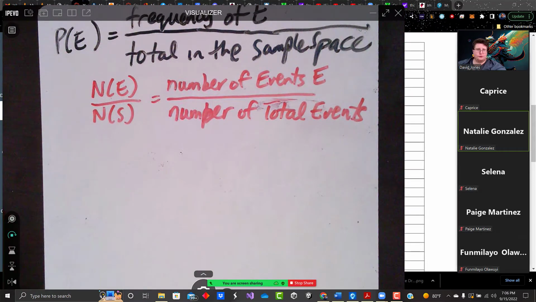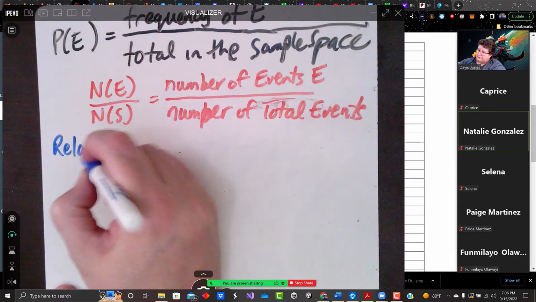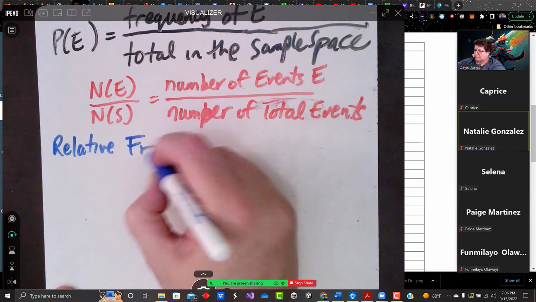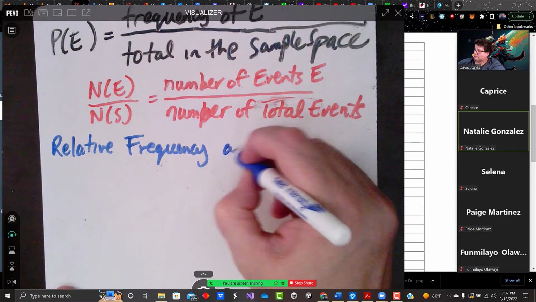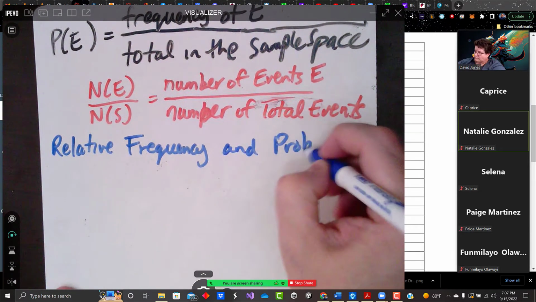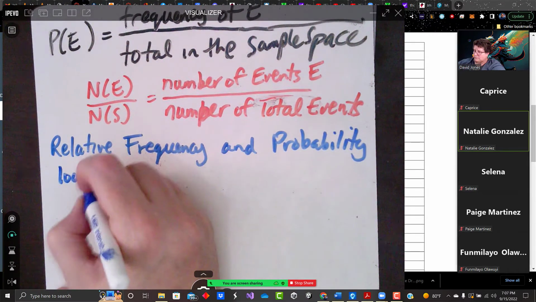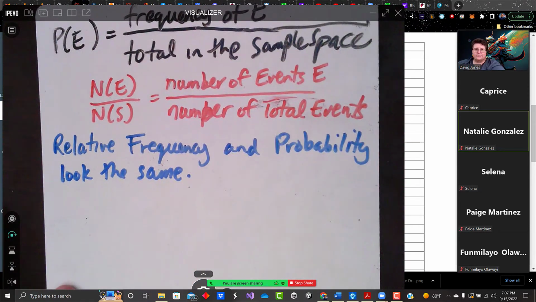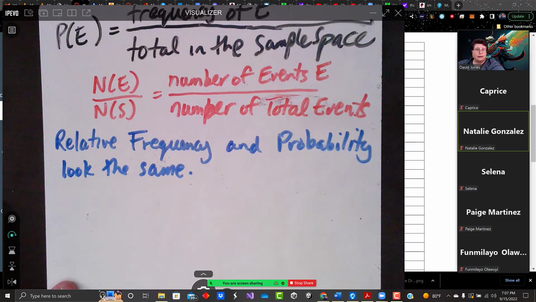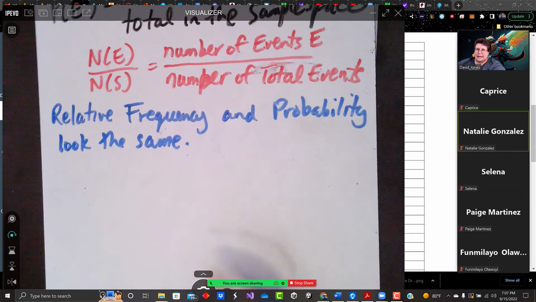Something students get confused about: how is relative frequency different than probability? Because they look and act the same. They're calculated the same way. It's the exact same way you calculate them. The difference is a matter of when. Okay?